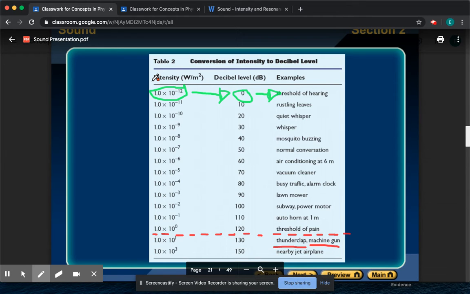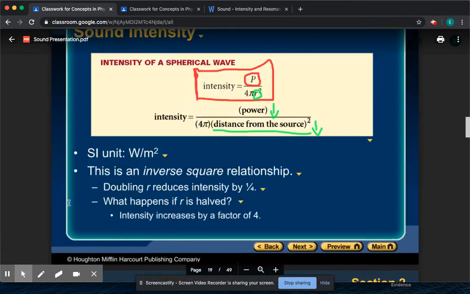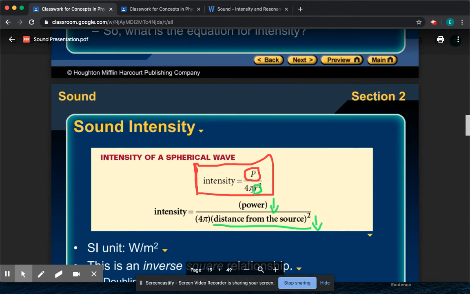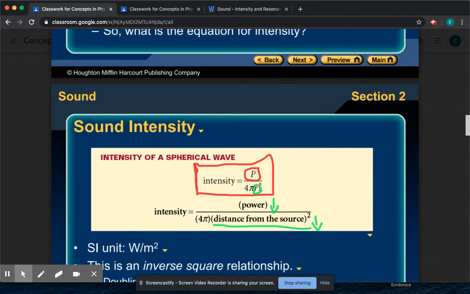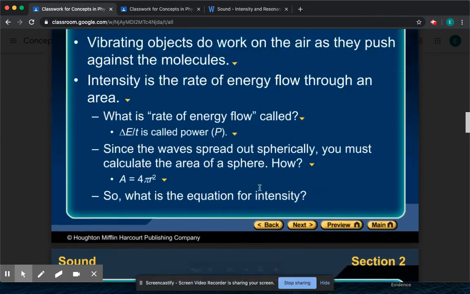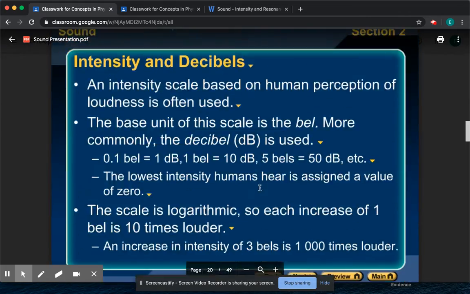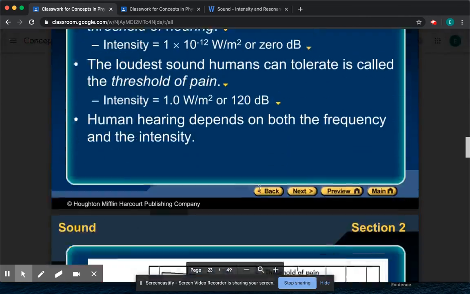Now, intensity is not the same thing as frequency and wavelength. This has nothing to do with pitch. It has nothing to do with how high the sound is or how deep or low the sound is. This is strictly volume intensity. It has nothing to do with the frequency or the wavelength. So that's intensity. This is the equation. Remember it pertains to power, how much energy is in the wave, and how far we are from the source. That's all intensity is.